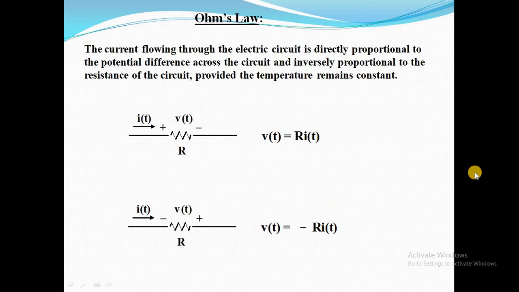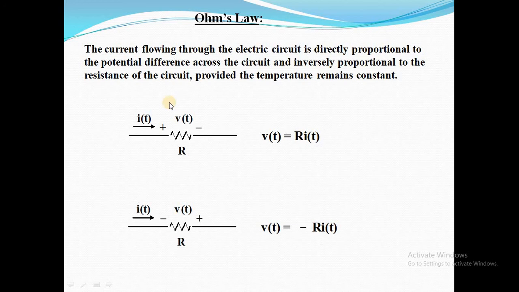Next is a very important law, that is Ohm's law. Ohm's law gives the relation between voltage and current. Voltage is directly proportional to current, V is equal to R into I, so resistance is the proportionality constant. The current flowing through an electric circuit is directly proportional to the potential difference across the circuit and inversely proportional to the resistance of the circuit, provided the temperature remains constant. So we have to consider that temperature is constant.